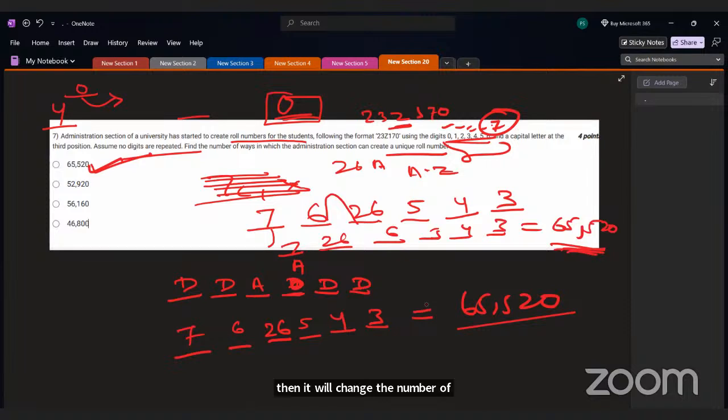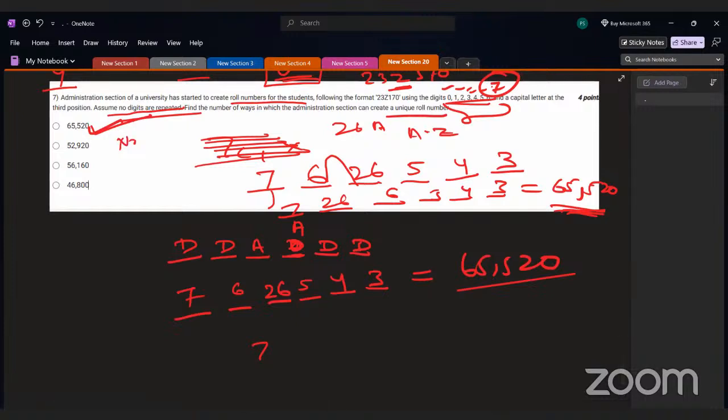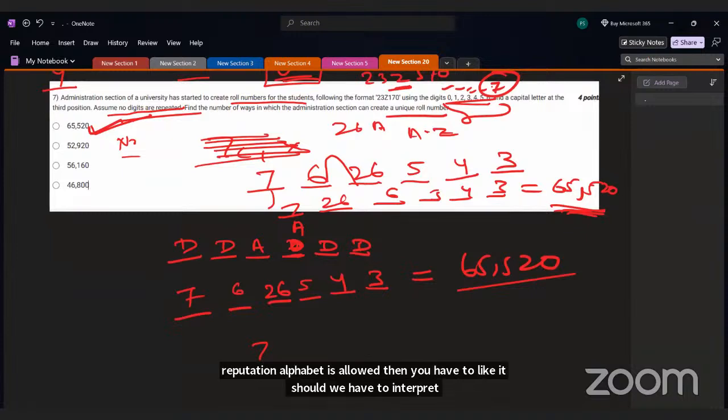Sir, what if there is another position of the alphabet? Is it repetition or is repetition not allowed? If there is another place of alphabet, then it should be given in the question, like here it said no digits are repeated. If it is given that no alphabets are repeated, then repetition is not allowed. If repetition of alphabet is allowed, we have to interpret that from the context of the question. It should be given in the question only. You can't assume these things. Okay, sir. Thank you.